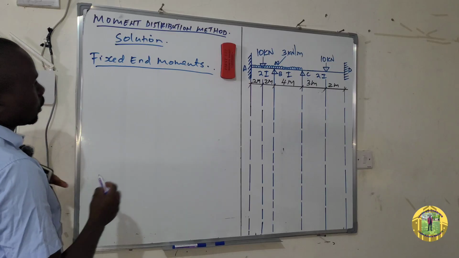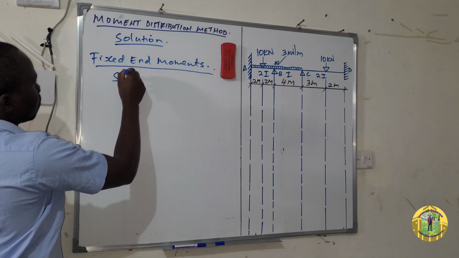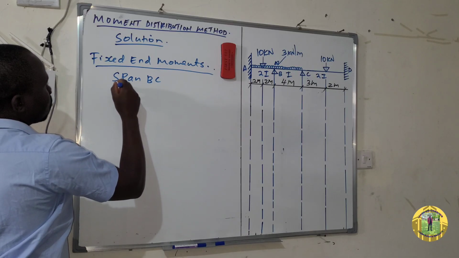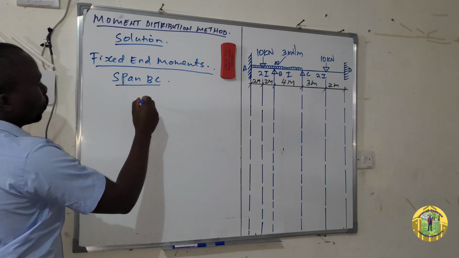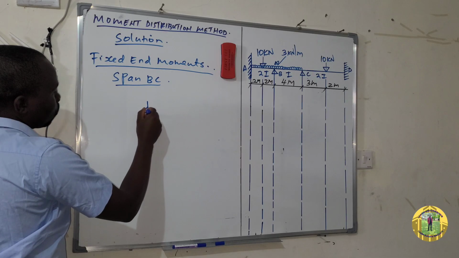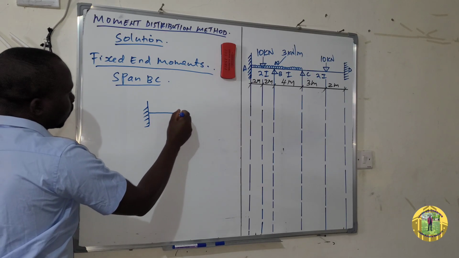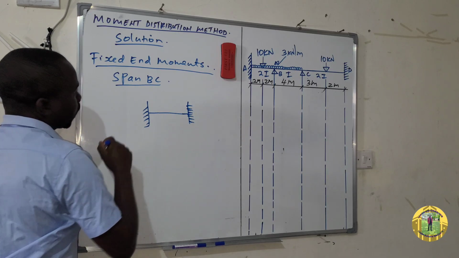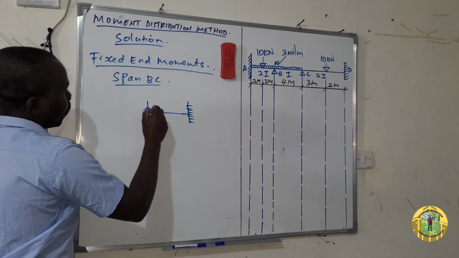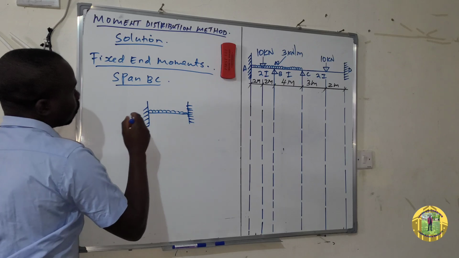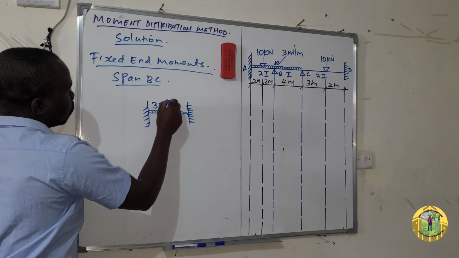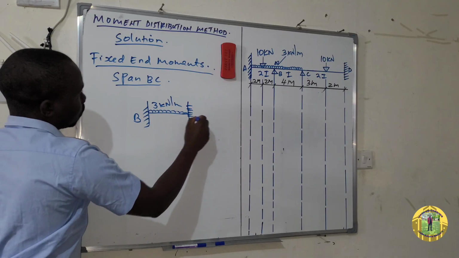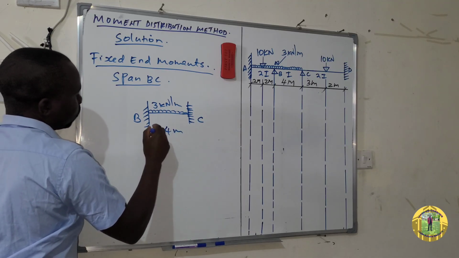We proceed to span BC. So for span BC, we assume both ends are fixed, like that, and then we introduce our UDL here, which is 3 kilonewton per meter. Then this is B, this is C, and this is 4 meters.